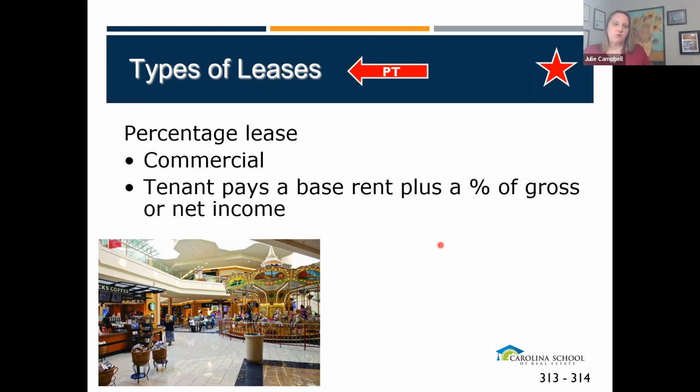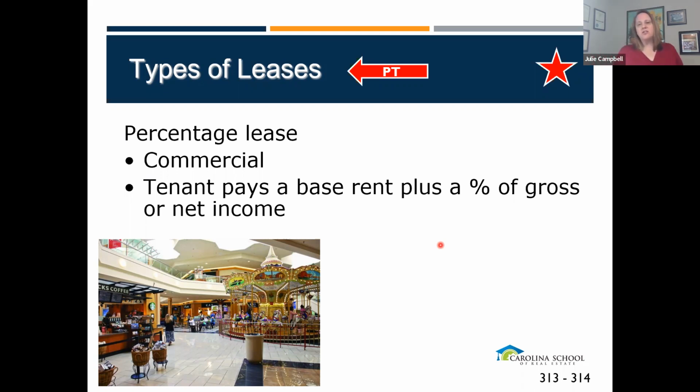Claire's doesn't have as much square footage as Sears, right? Sears occupies more space. They're going to have a higher base rent. In addition to the base rent, they're also paying a percentage of their income, may it be gross income or may it be net income. It's got to be spelled out in the lease.